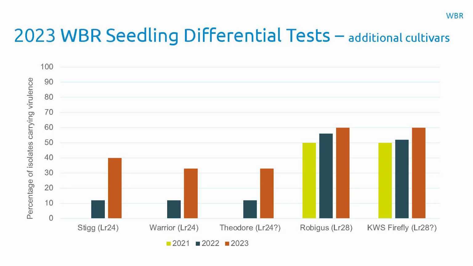I just wanted to have a look at the additional cultivars. Stig and Warrior are both thought to carry LR24, and I popped Theodore in there. I've put a question mark by it because we don't know for certain, but it does seem to perform very similar to my LR24 differentials. I've also popped up Robigus and Firefly there because they are the additional cultivars that we use for LR28. Again, they perform very similar to each other.